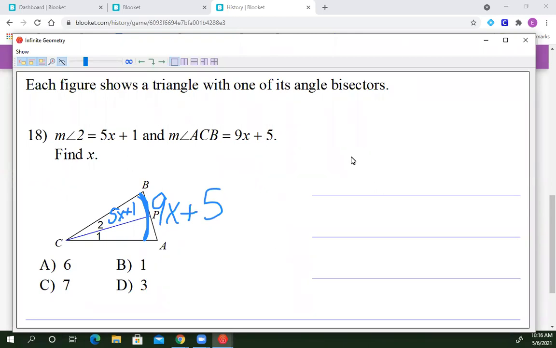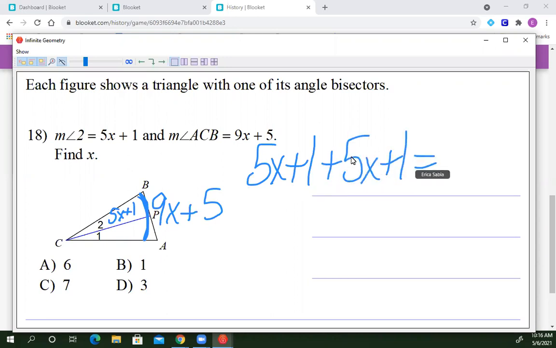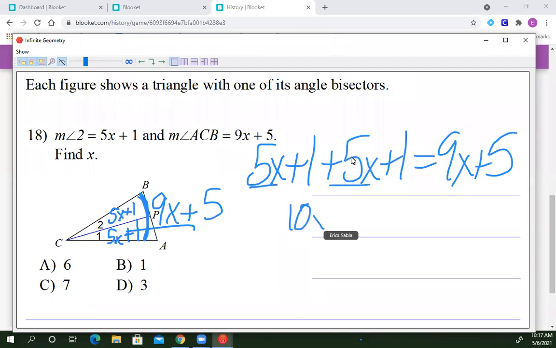What are you supposed to do? You're supposed to do 5x plus 1 and then add it to each other, because angle 1 is also 5x plus 1. Anyway, once I know the two little ones are the same, I'm going to add them together so that equals the big. 10x, 1 and 1 is 2. And now you're just solving from here.